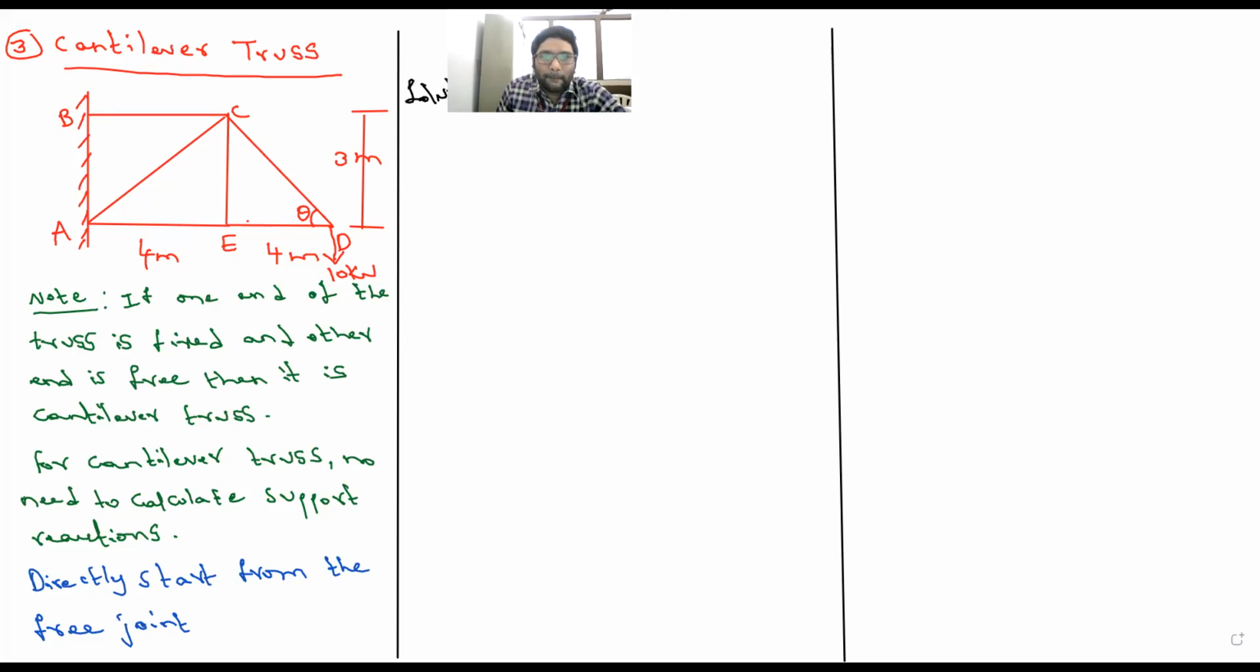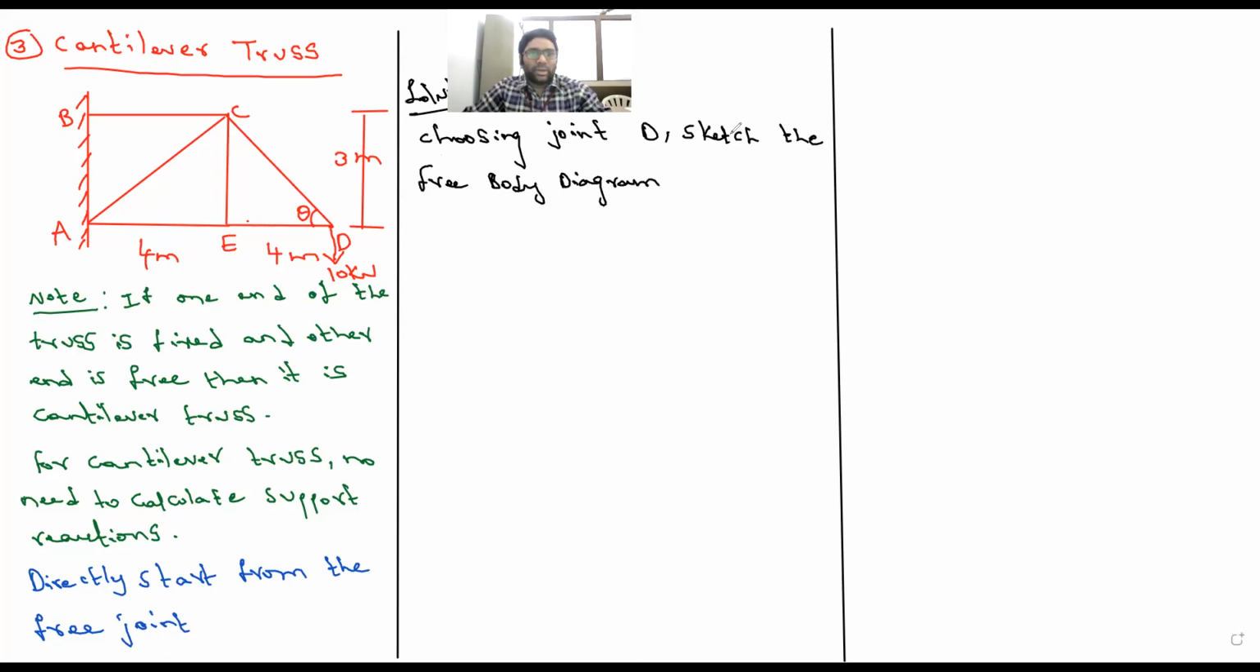Solution: choosing joint D. So what we have, we need to sketch the free body diagram. Choosing joint D, sketch the free body diagram.